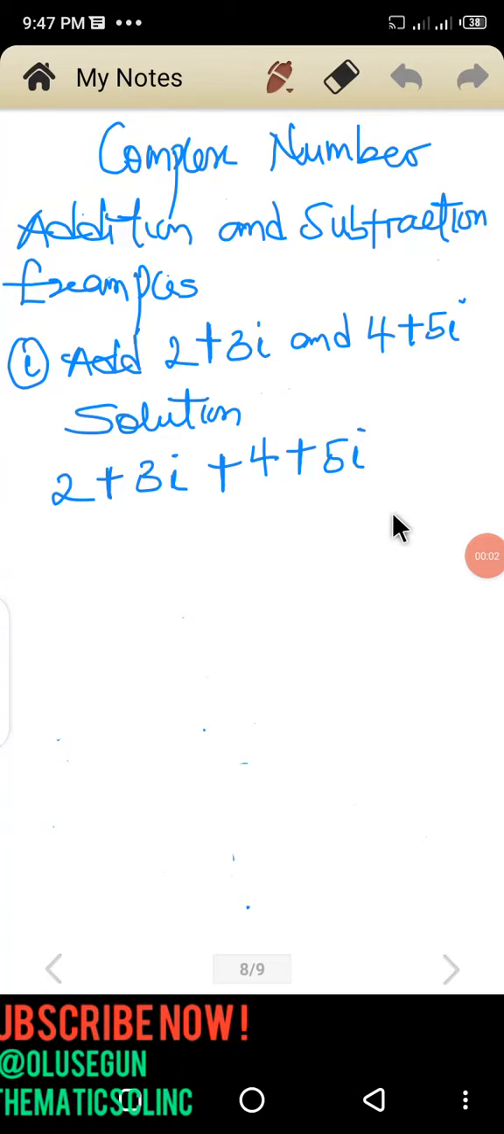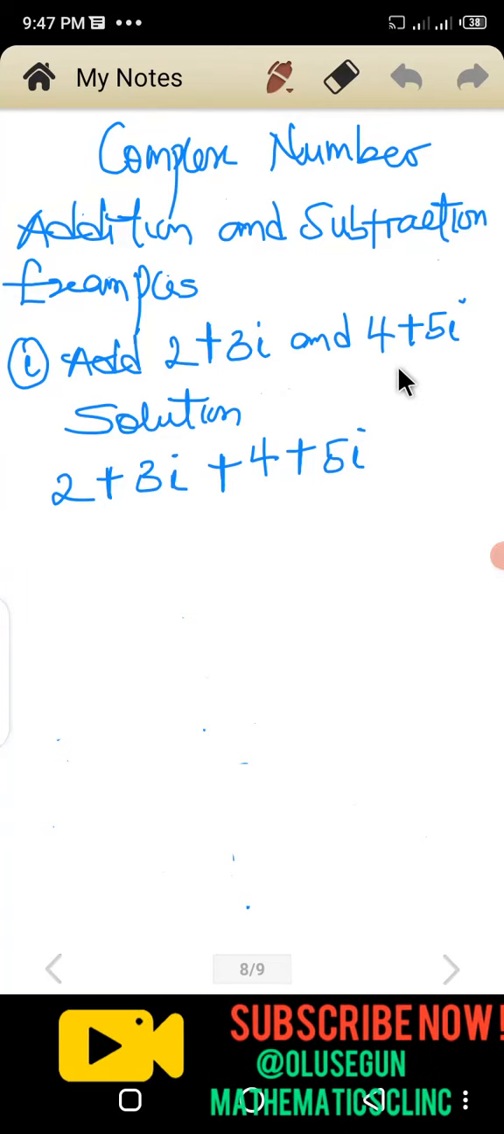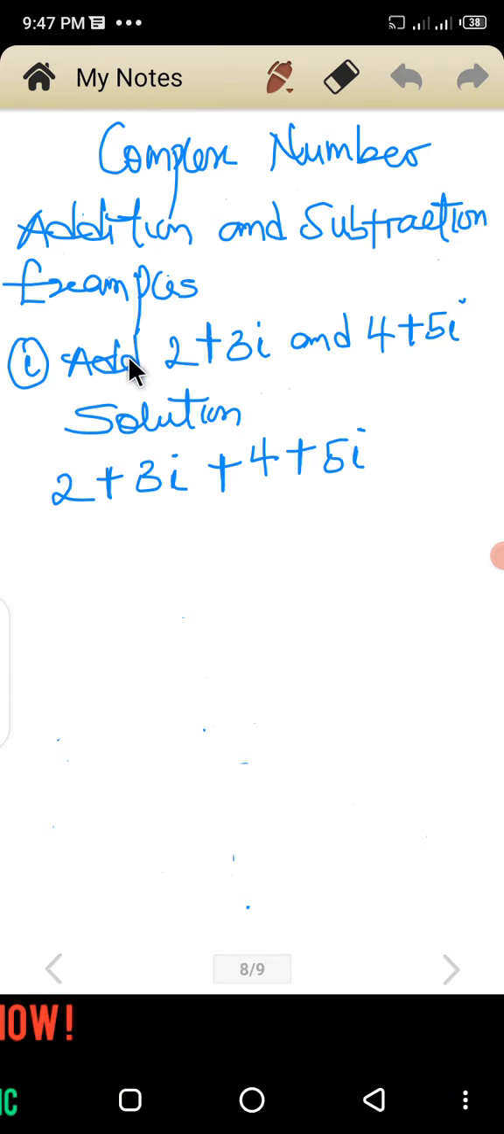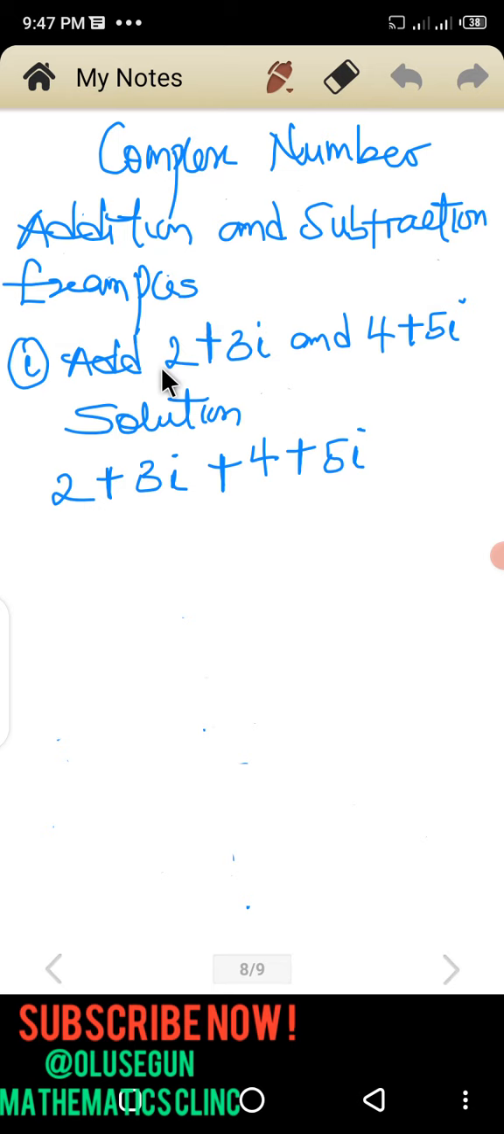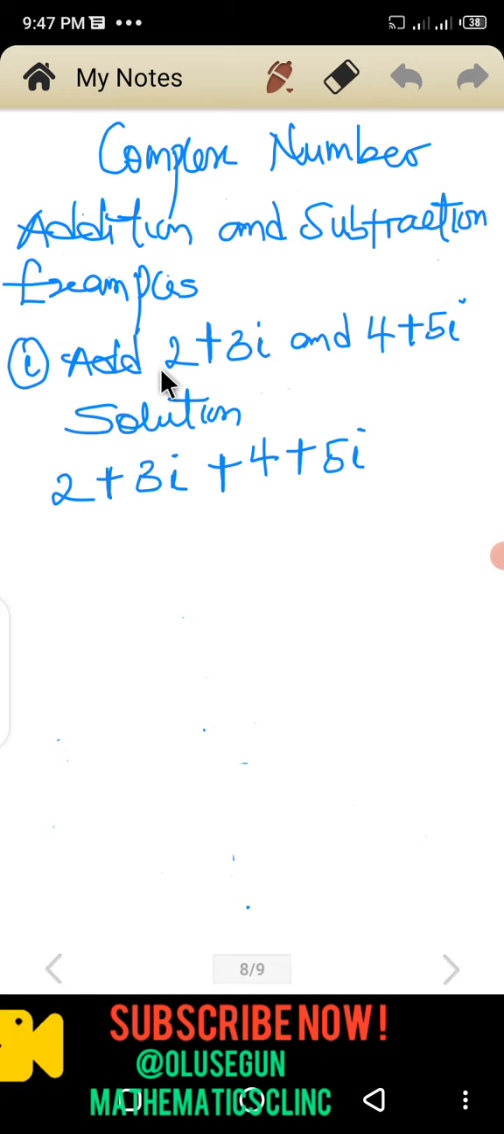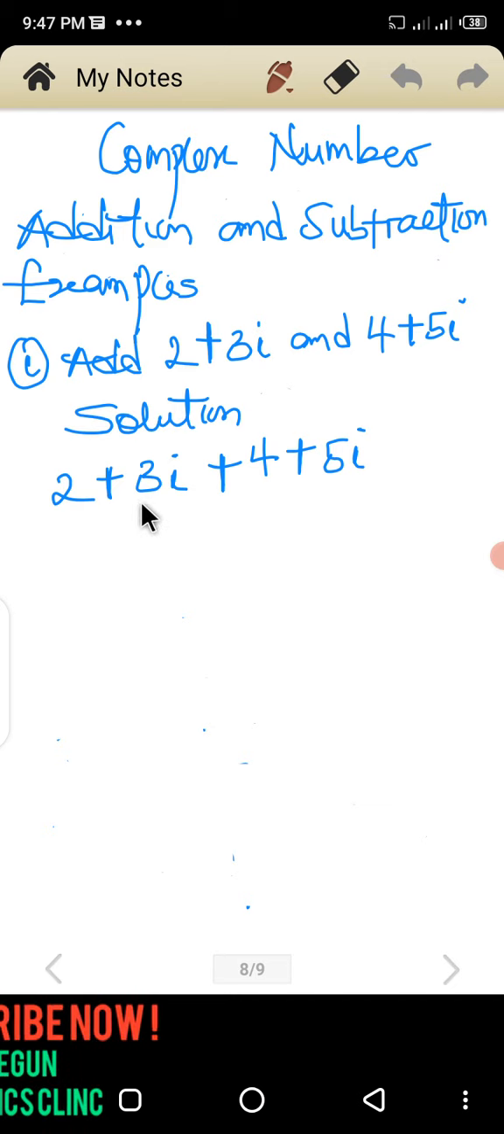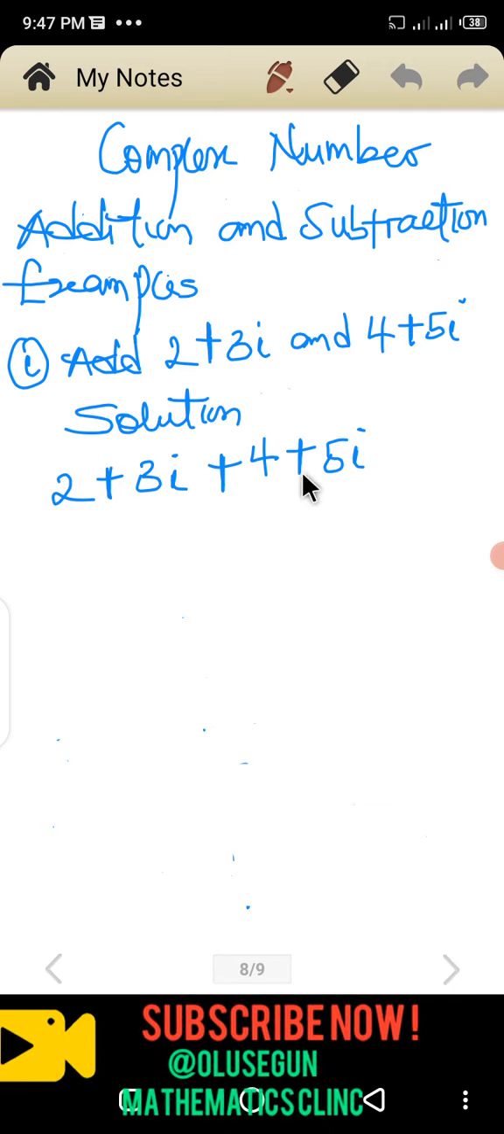Complex number. We just go straight to the addition and subtraction of complex numbers. The first example says: add 2 plus 3i and 4 plus 5i. Solution: we have 2 plus 3i plus 4 plus 5i.